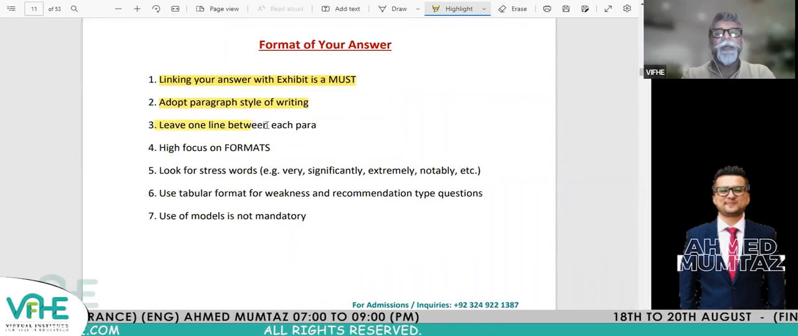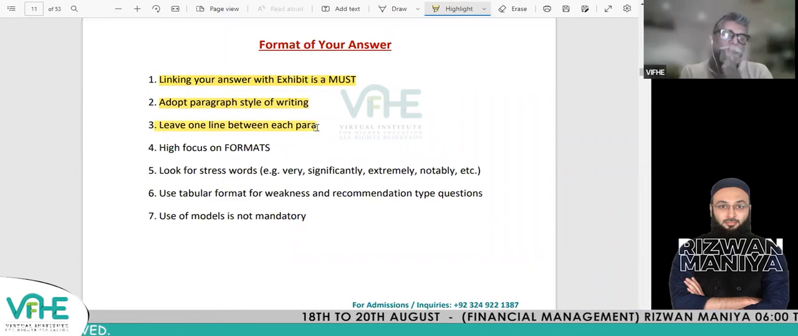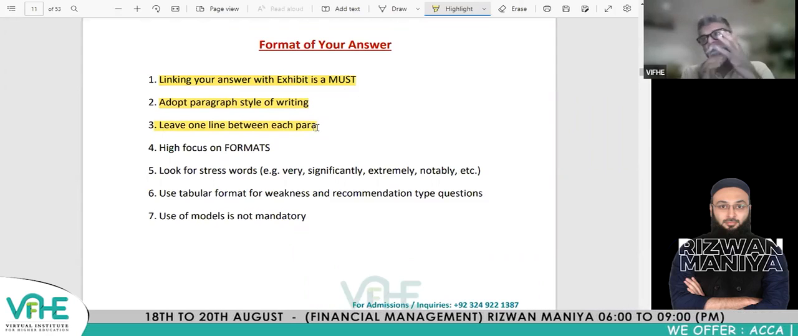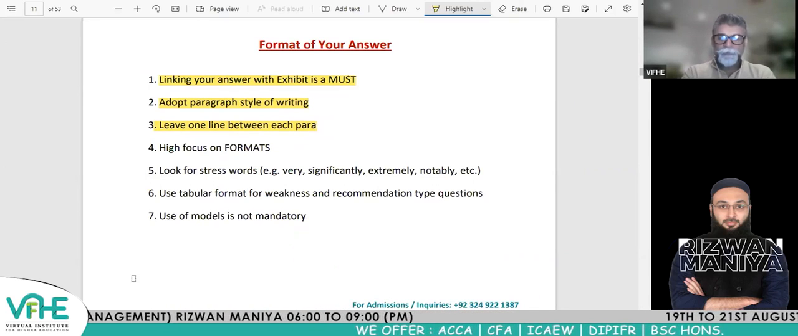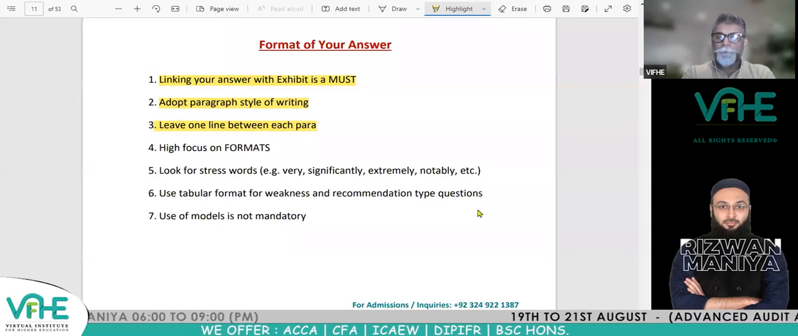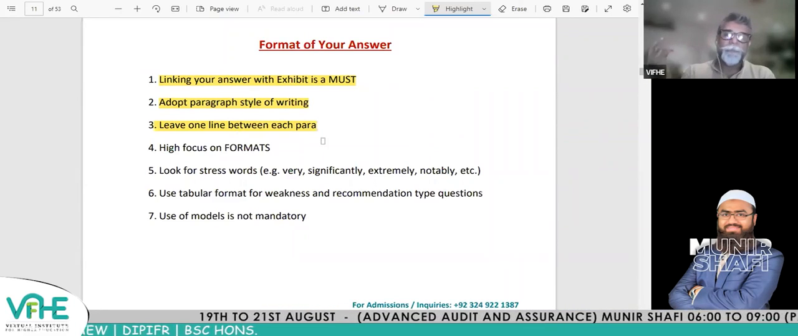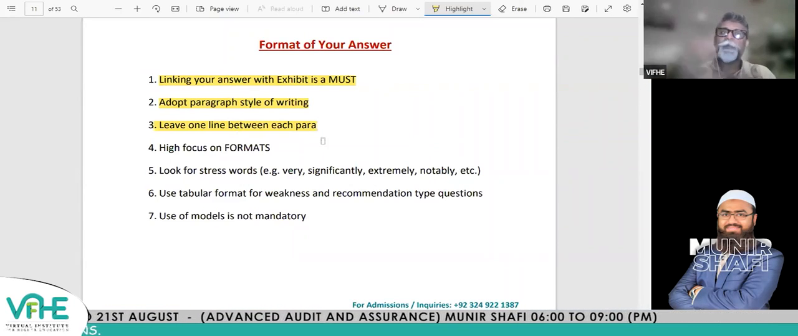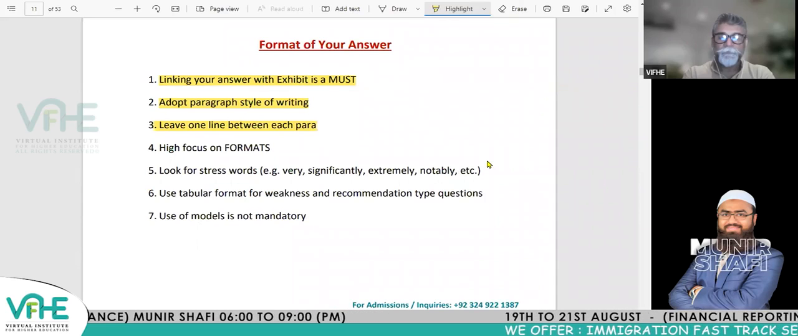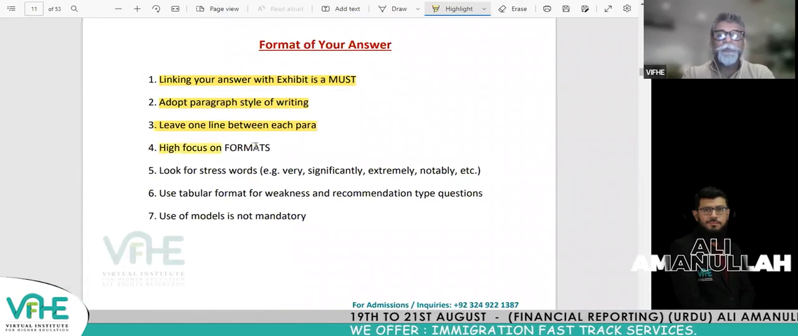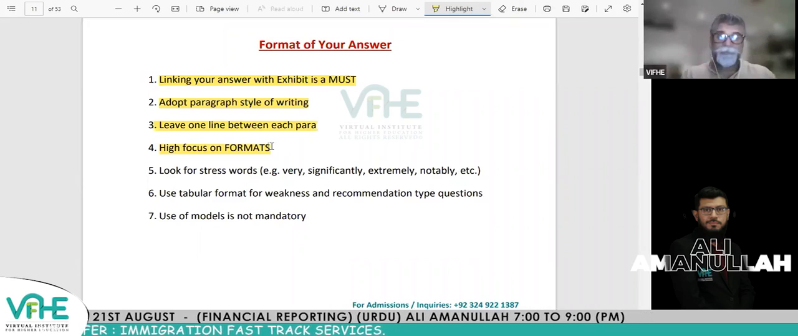Third, leave 1 line between each para. When you draft a para, supposing it's a 10-mark question, how many paras are you supposed to give? 5 paras. So just leave 1 extra line between the paras, so that the examiner can visually count the paragraphs. How can you leave 1 line between each para? Just press the enter button 2 times. It will really open up your answer and make it professionally presentable. That's it. High focus on format. If any format is required, like a report or a briefing paper, make sure it's really sexy.